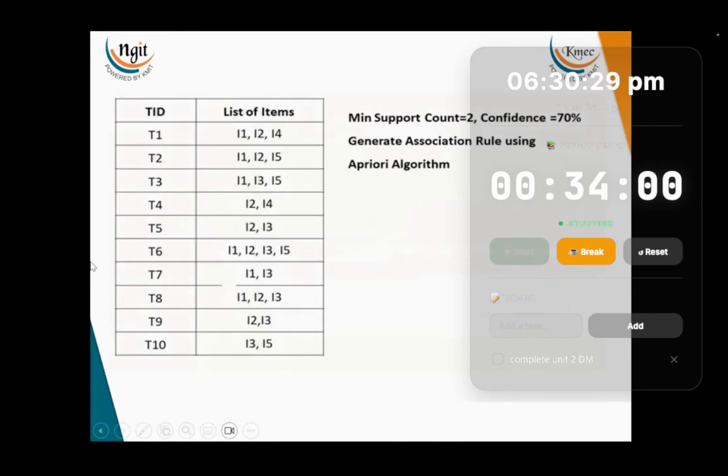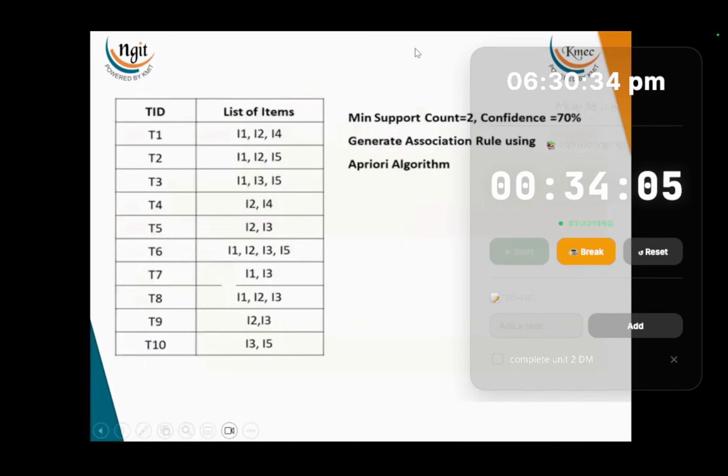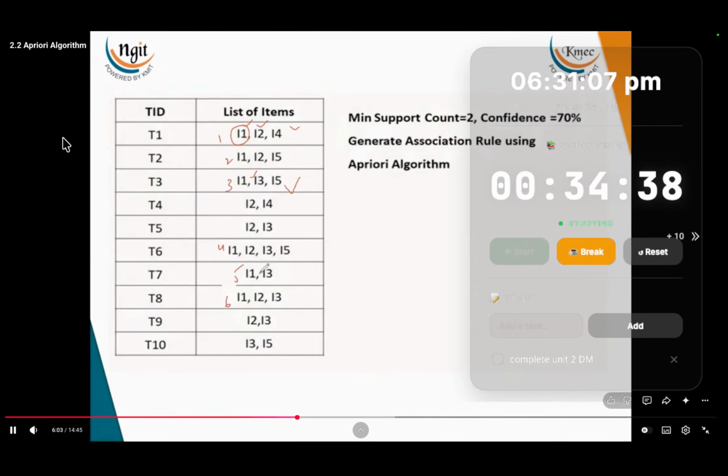According to the Apriori algorithm, the first step is to generate the one item frequent patterns. Now, when we look at this example, what are the item lists that we have? I1, I2, I3, I4, and I5, right? So these are the item lists that are present. Now we need to find out how many times I1 is repeated in the transaction. So how many times is I1 repeated? 1, 2, 3, up to 5.